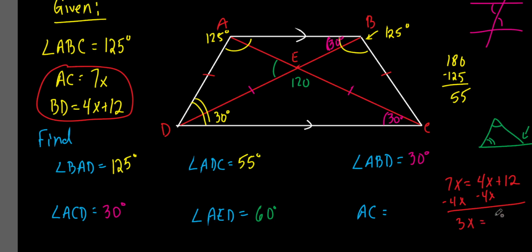3x equals 12. What's x? X equals 4. But is that what AC is equal to? No. We've got to plug it in. So it's 7 times what? 4, which is 28. So what's AC? It's 28. Is it 28 degrees?